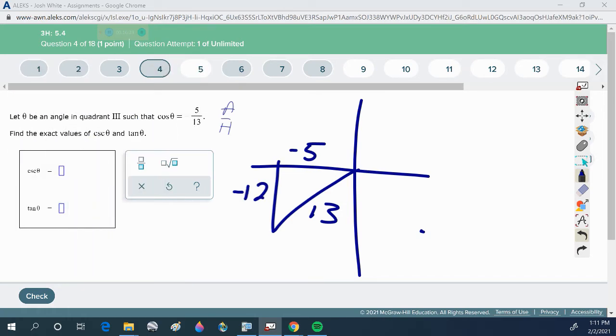What is the cosecant of this? So cosecant is the sine upside down. So cosecant would be 13 over negative 12. You guys get that? And the tangent is just going to be 12/5. All right?